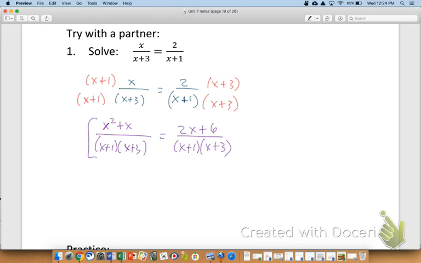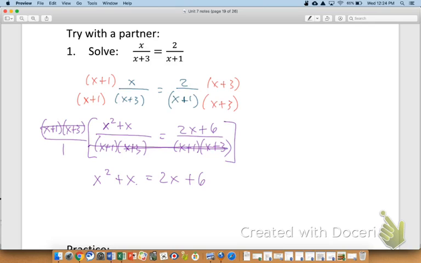So technically what I'm going to do is multiply by x plus 1 times x plus 3. This would cancel with all of those. And I'm then left with x squared plus x equals 2x plus 6. A lot of you got to that spot pretty quickly. It's great. And there was a little bit of concern, a little bit of struggle from there on out. Did you recognize that it was a quadratic? And that's the key thing.